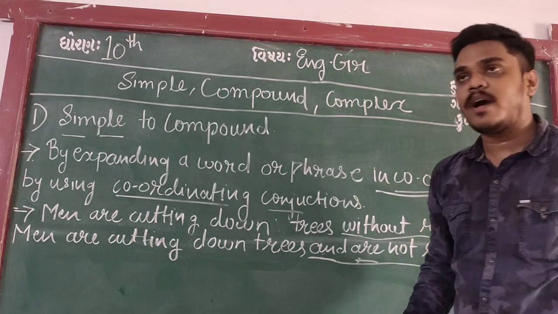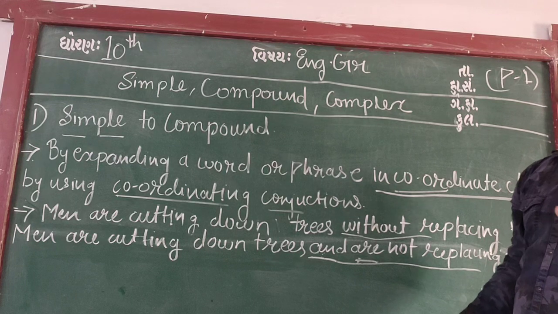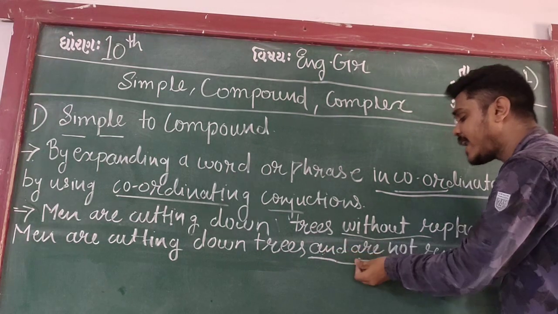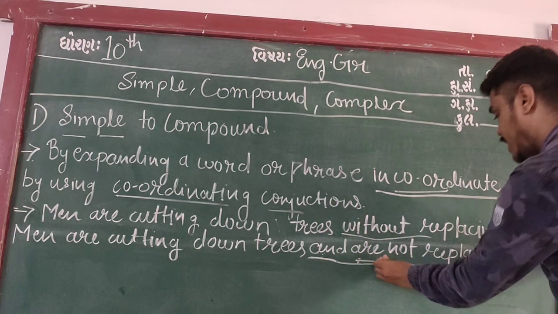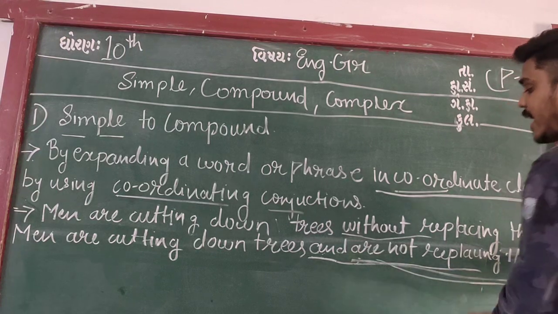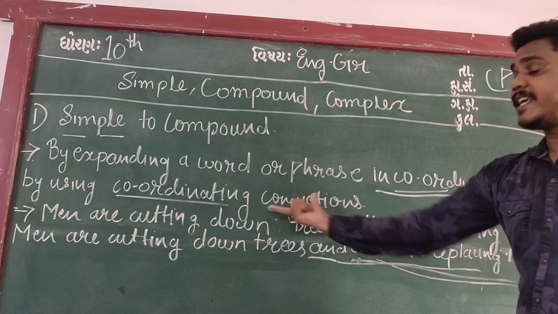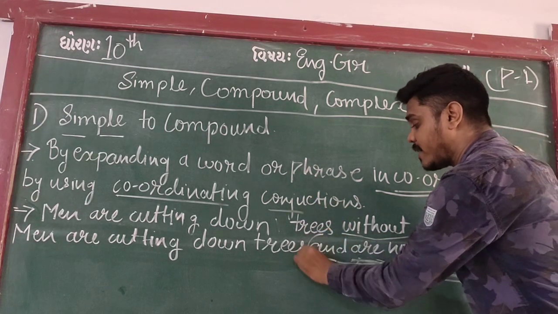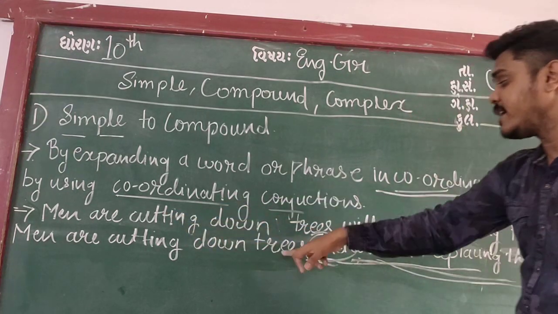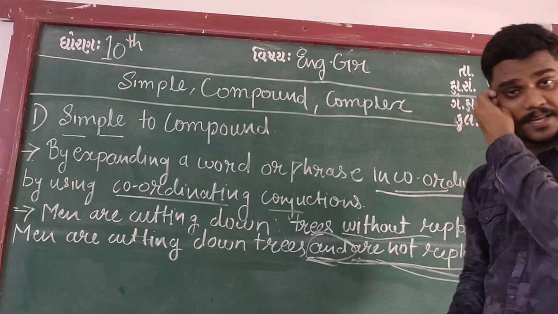Now, are you able to understand what is dependent and what is independent? Let me take an example and allow you to understand this point. Here "and" is the conjunction, and "are not replacing them" becomes a dependent clause. "And" is a coordinating conjunction because it acts as a link between "are cutting down trees" and "are not replacing them." I hope you are getting the point here.